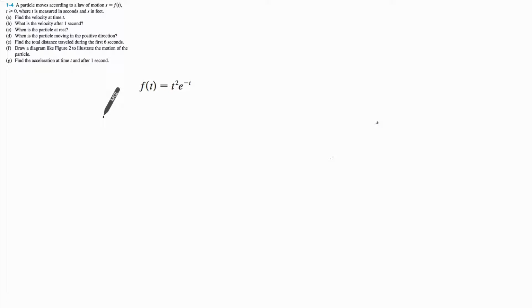Part one is to find the velocity as a function of time. So that just means differentiate this. So it's product rule. You get 2t plus, leave this alone, and times by that. And we're going to get minus.